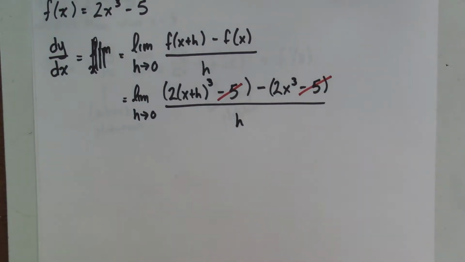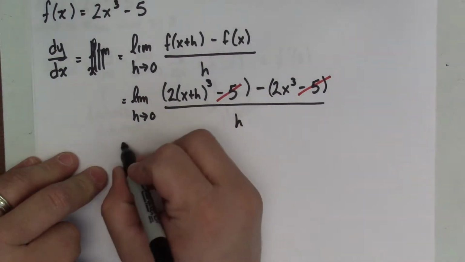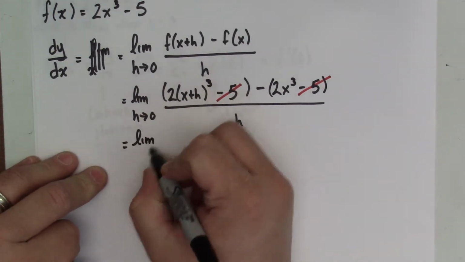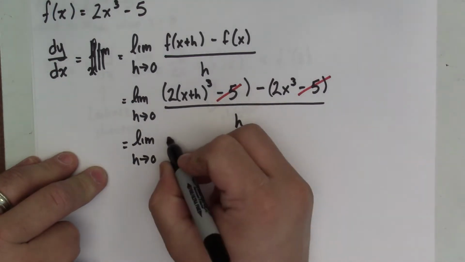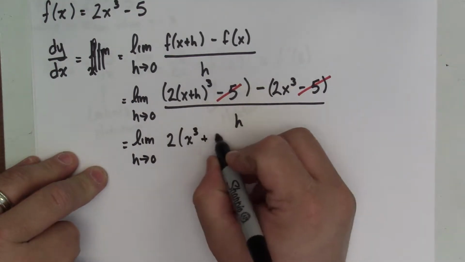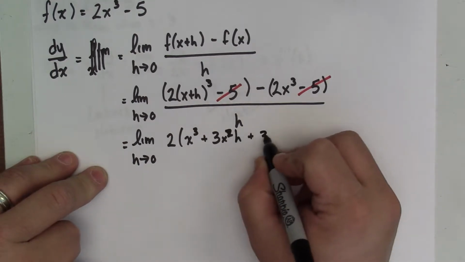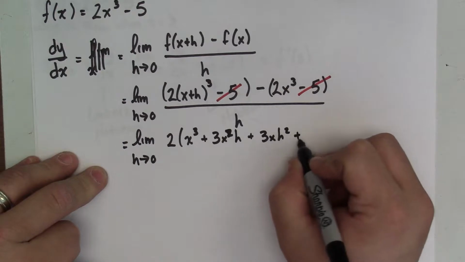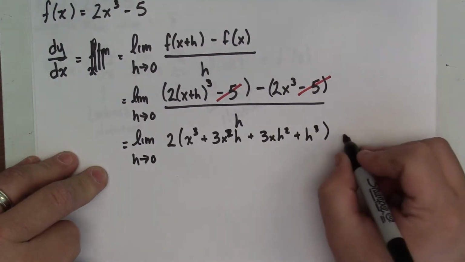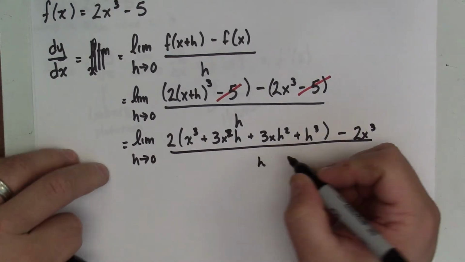Now, here comes that unfun part where I have to expand x plus h cubed, and I'm going to use the binomial theorem to do that. So that's the limit as h goes to 0, and I have 2 times x cubed plus 3x squared h plus 3xh squared plus h cubed, minus 2x cubed, all over h.